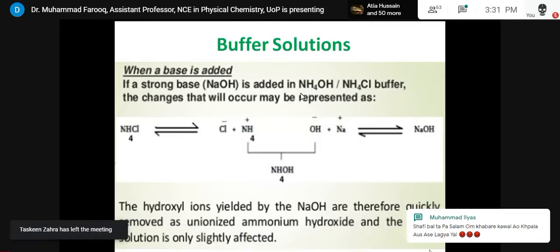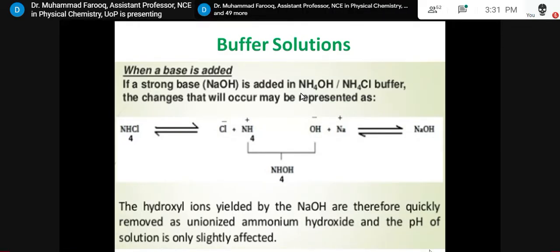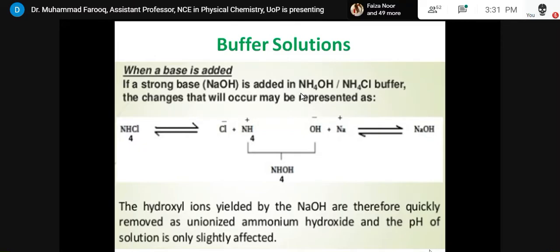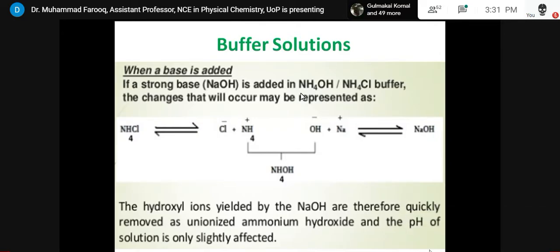And secondly, if base is added to the basic buffer solution, what happens? NaOH is added. So OH negative plus Na plus will be produced. In order to neutralize the effect of the NaOH added, what happens? NH4Cl is already there in the buffer solution, so it will dissociate. The NH4 plus will react with the OH negative. Upon this, NH4OH, which is a weak base, is produced. As a result, the pH of the solution will not change.